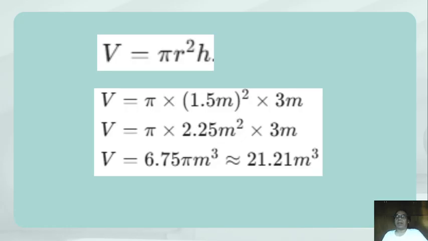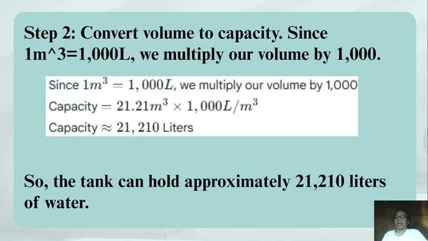Substituting the values of the radius and the height, you will be obtaining a volume of 21.21 cubic meters. Step 2. Convert volume to capacity. Since 1 cubic meter is equal to 1,000 liters, we multiply our volume by 1,000. So, our capacity is 21.21 cubic meters times 1,000 liters over cubic meter. Cancel the cubic meter.